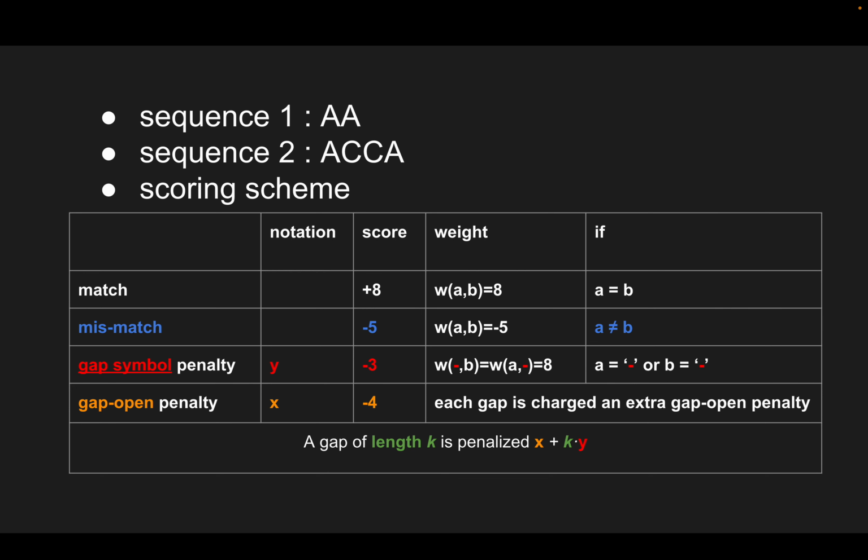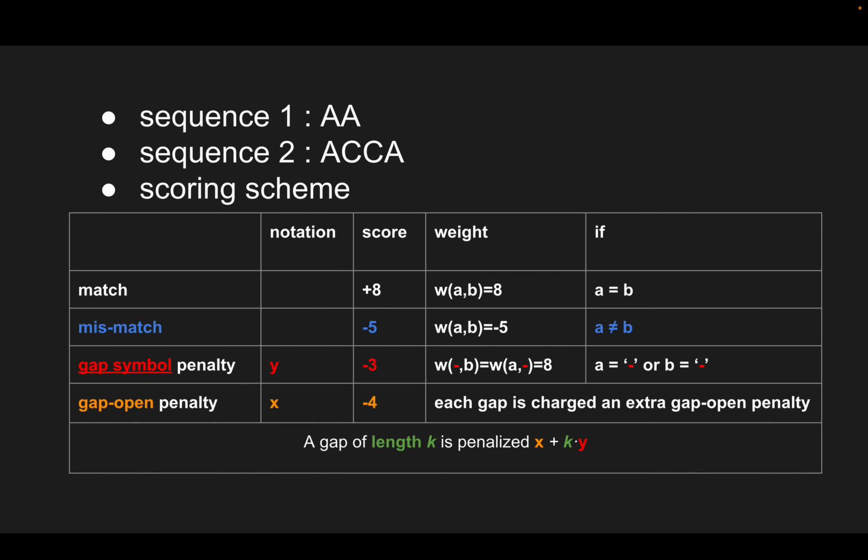The first one is AA, the second one is ACCA. And the scoring scheme is that if two characters in the same position are the same, then it's called a match. The score is +8. If the two characters are not the same, then it's called a mismatch, and the score is -5.